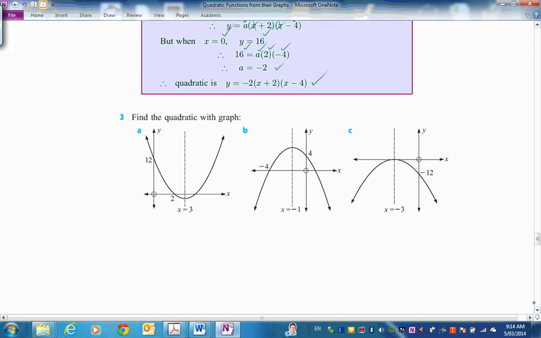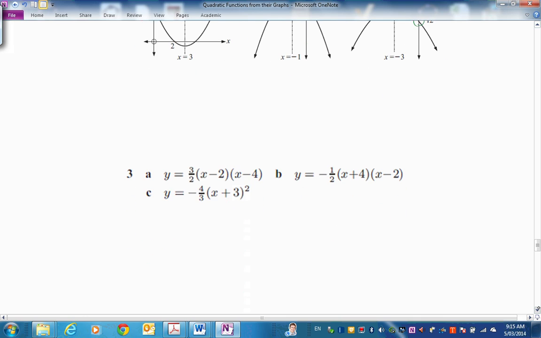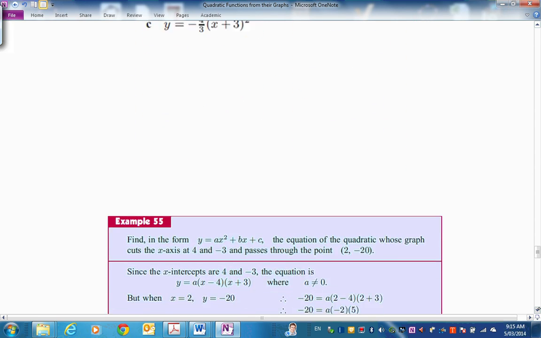Down here, find the quadratic with this graph. Okay, question 3. Okay, don't forget the a, and you need to substitute in a point to just check the steepness of it. All right, let's have a look at the answers. All right, a few little answers there for question 3 in the factored form. We're going to go on and look more at using a vertex approach on the graph.